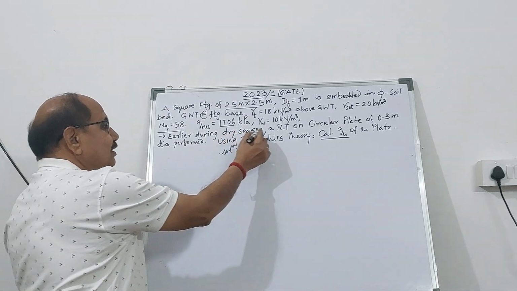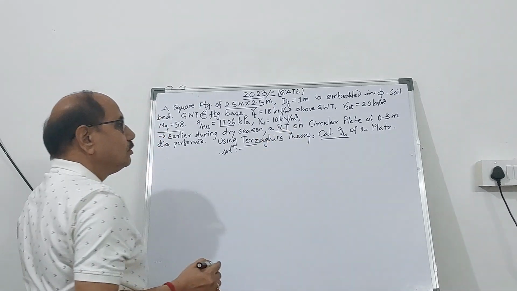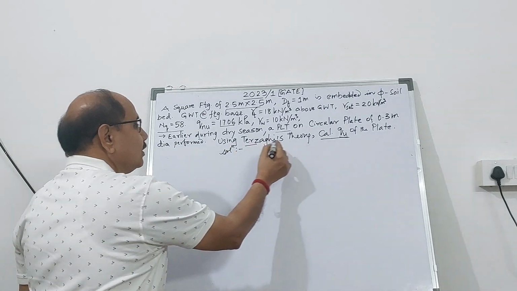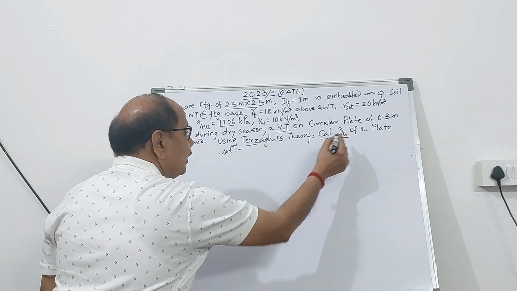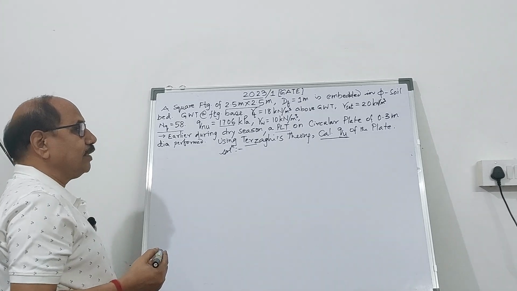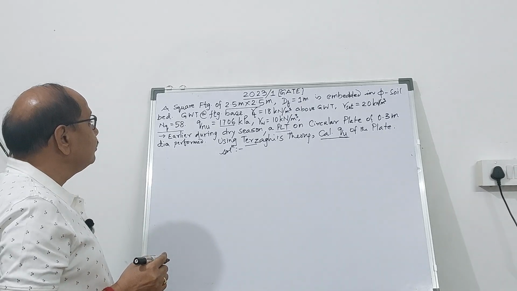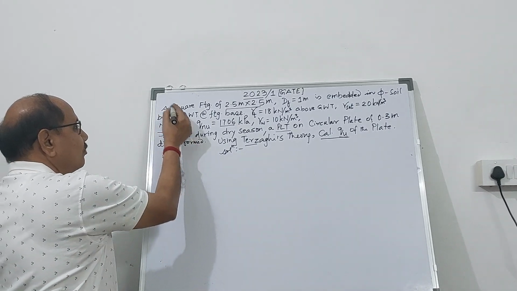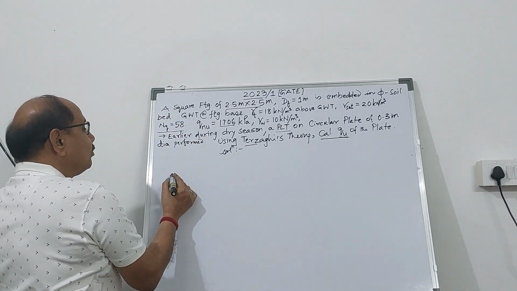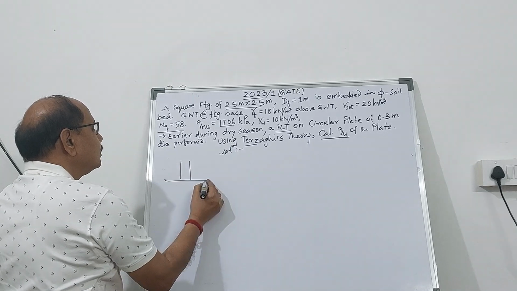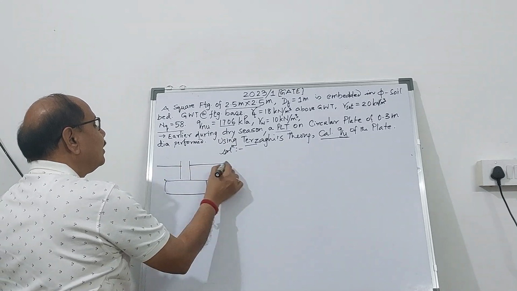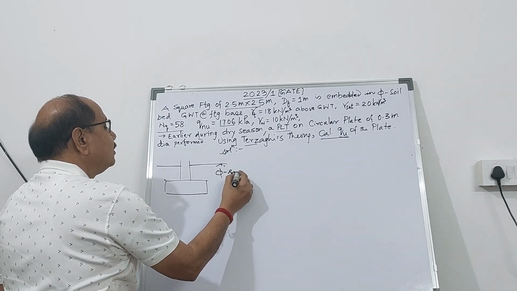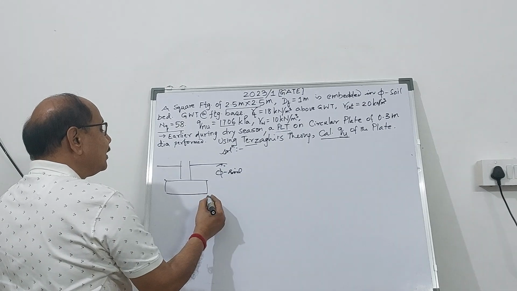Earlier, during dry season, a plate load test (PLT) on a circular plate of 0.3 meter diameter was performed using Terzaghi's theory. Calculate the ultimate bearing capacity of the plate. So this is in toto the problem. The best thing is to see first the foundation part. The foundation part is you have a square footing embedded into phi soil, and all the details are given to you.